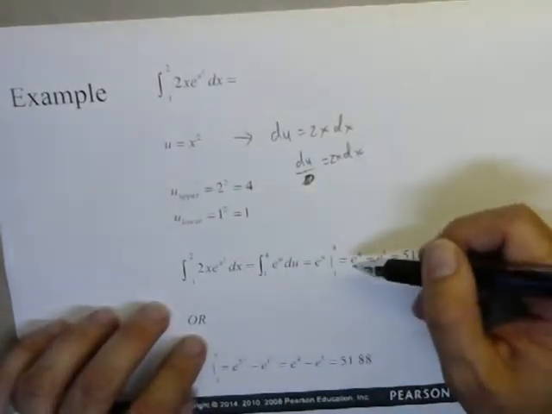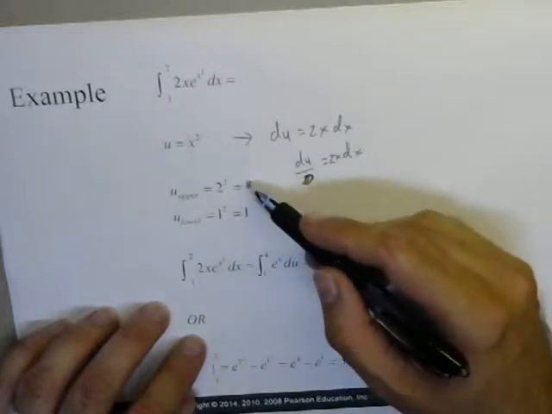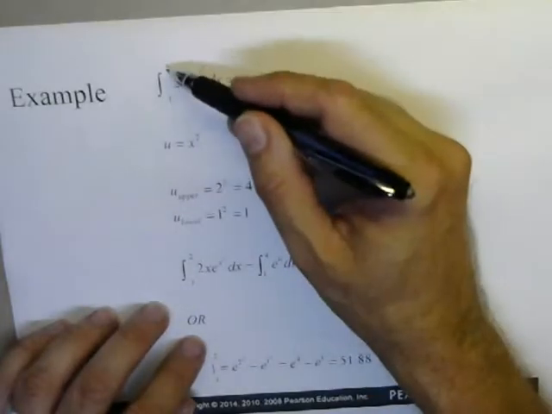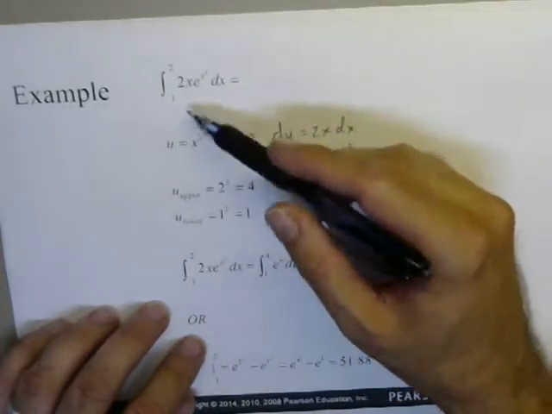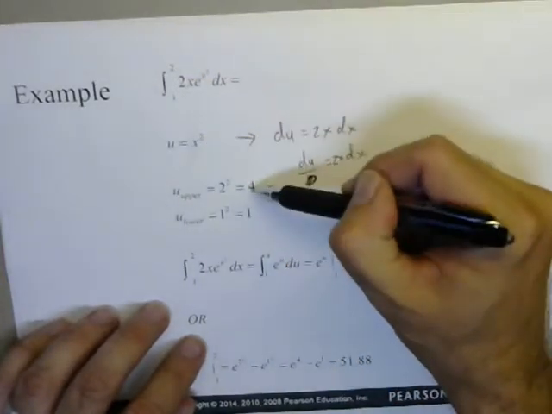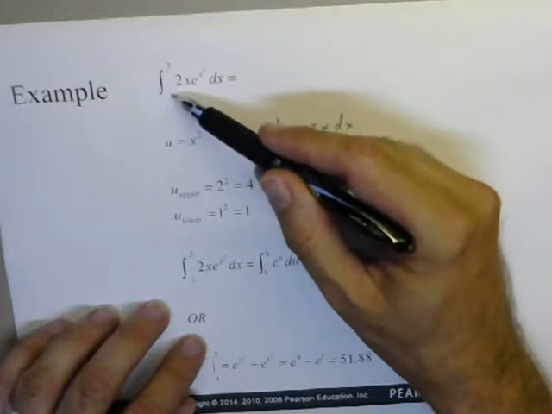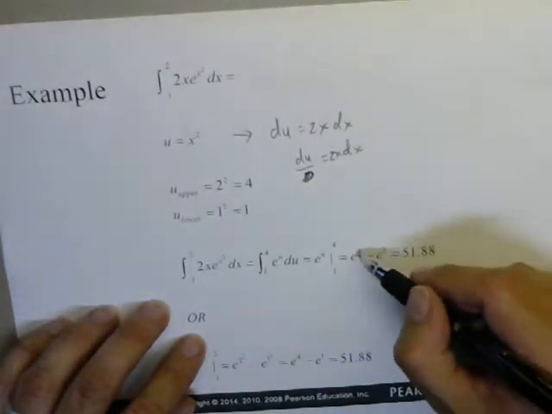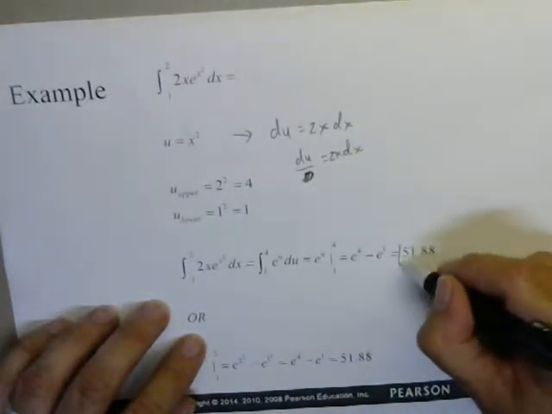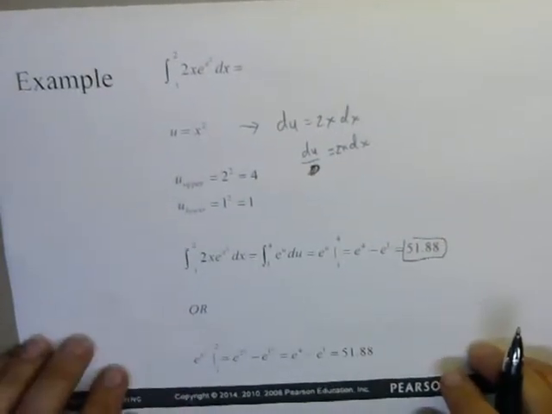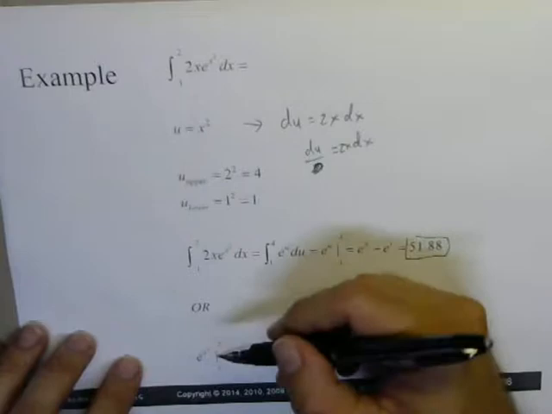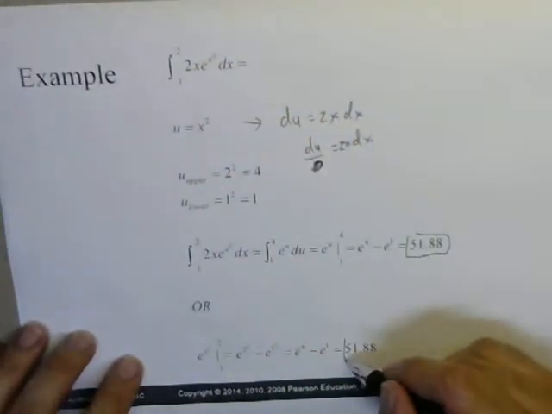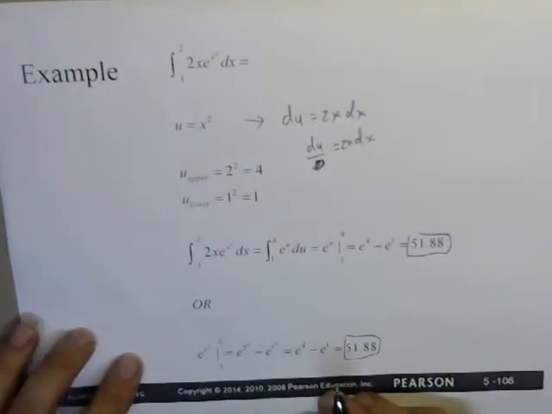The antiderivative of e to the u is just e to the u, so plug in your new limits of integration. Instead of the 2 and the 1, you plug in the 4 and the 1. You get that by putting 2 in for x and 1 in for x in u equals x squared. And you get e to the 4th minus e to the 1st, which is about 51.88. Or alternatively, you could replace the u with x squared and then plug in the original limits of integration, and you get the same answer.